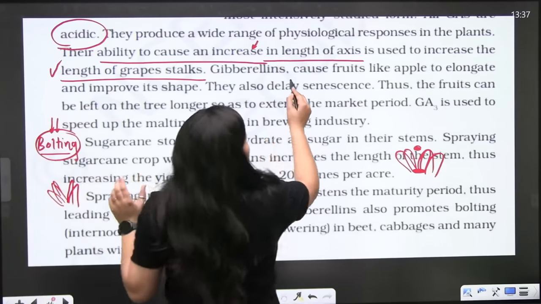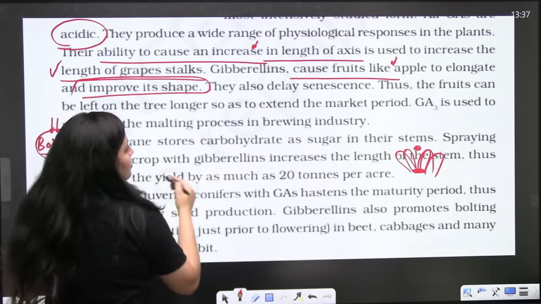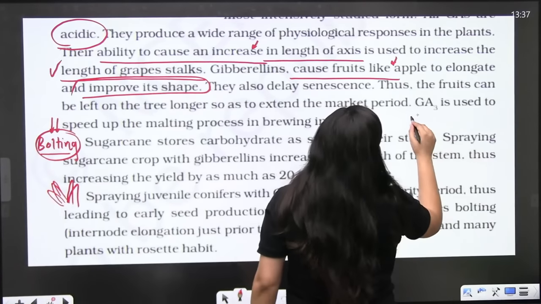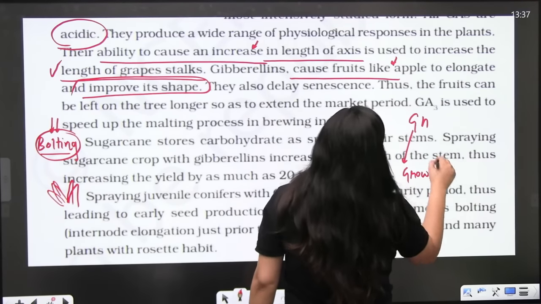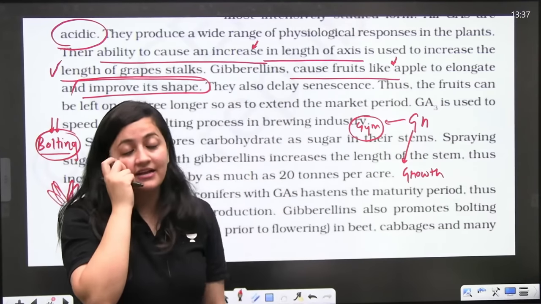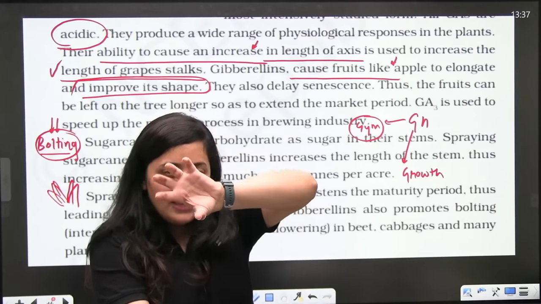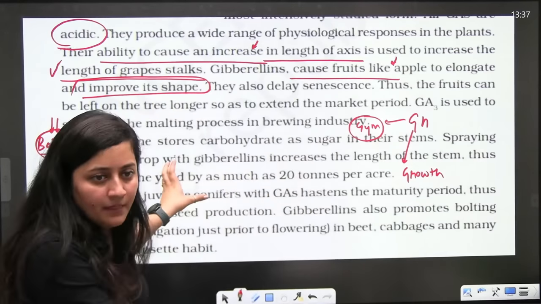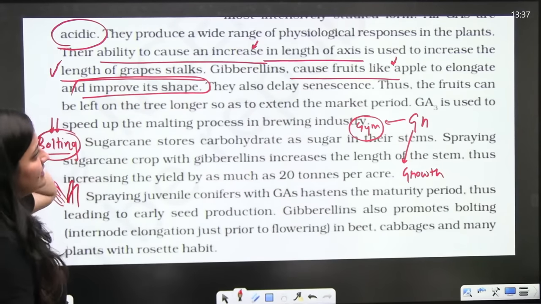And you know that in the case of fruits like apple, it helps in improving its shape. So I remember it in this way: G for gibberellin, G for growth, and G for gym. It is acting like a gym for apple, because it helps in having a better shape of apple. Okay, so that is how I remember it. It improves the shape of the apple.